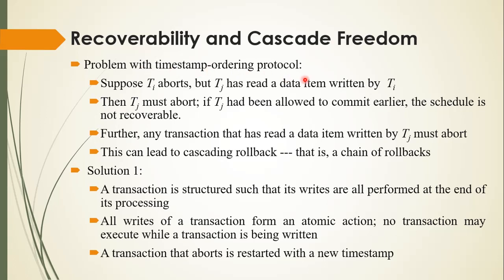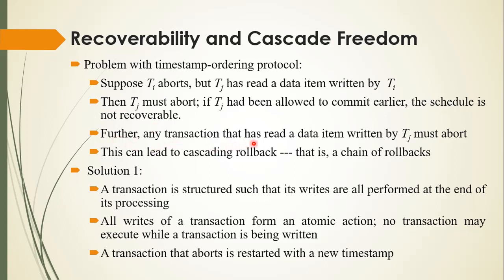Problem with timestamp ordering protocols: suppose Ti aborts, where we have any number of transactions, but Tj has read a data item written by Ti. So Ti writes something and then aborts, and Tj has read that data, then a problem occurs. Tj must abort because it read the data from the transaction which was aborted. If Tj has been allowed to commit earlier, the schedule is not recoverable.